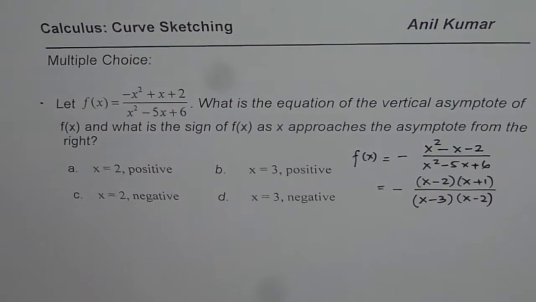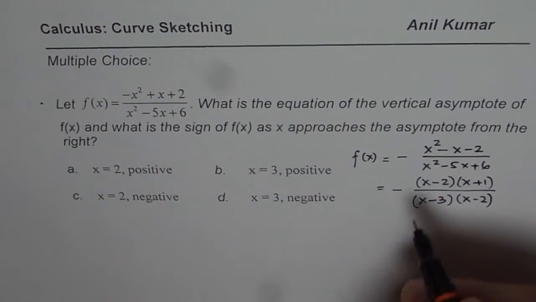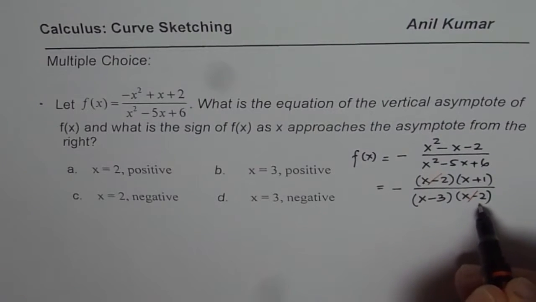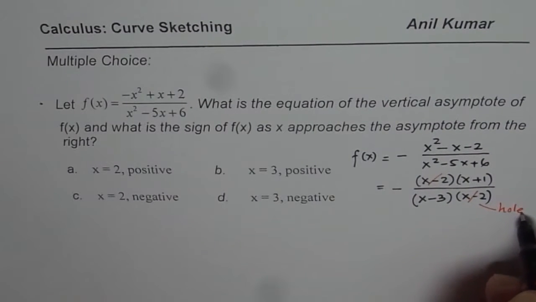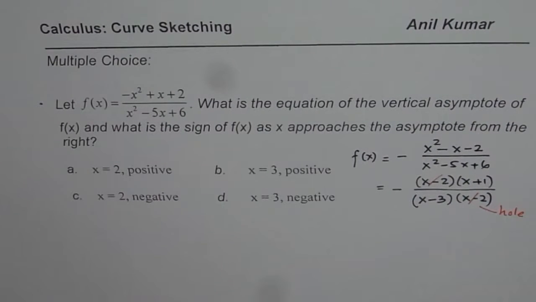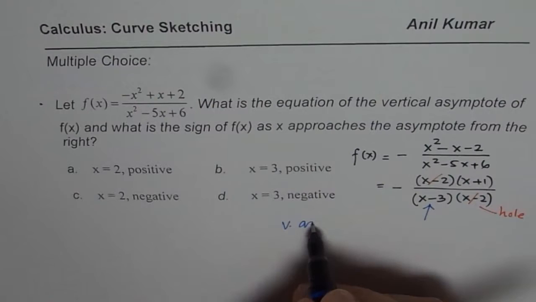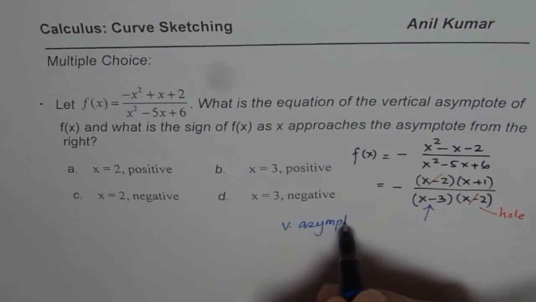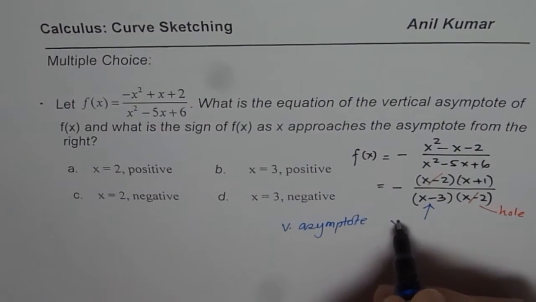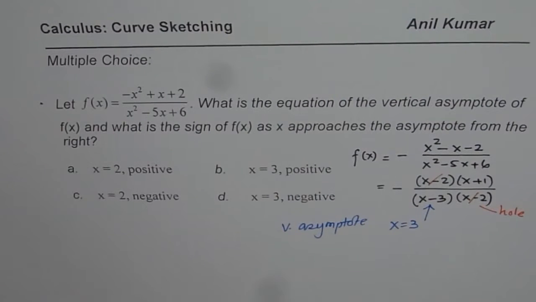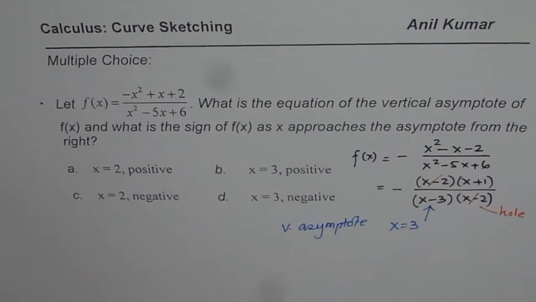So clearly x minus 2 cancels. Since they cancel, they give you a hole, right? Not an asymptote. On the other hand, we have an asymptote at x equals 3. So we have a vertical asymptote at x equals 3, right? So that we know.